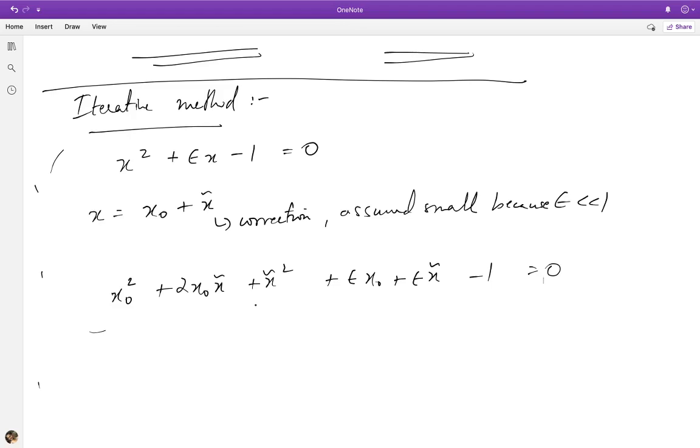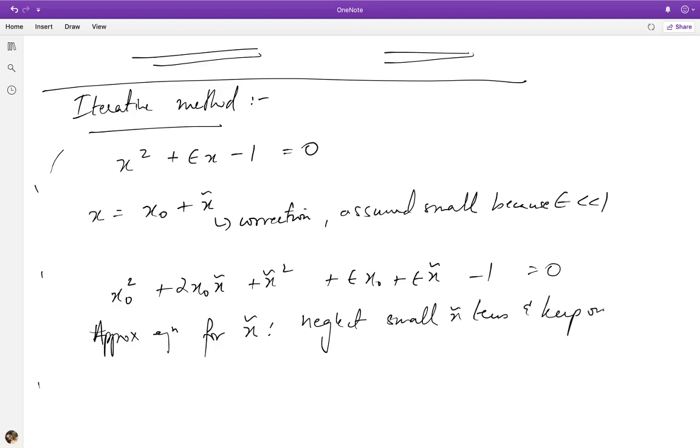So therefore, for this method to be useful, you have to make an approximation here to get an approximate equation for x tilde. We don't want to determine the correction to x0 exactly in the first step. Rather, we want some approximate equation that can allow us to calculate x tilde and improve our accuracy iteratively. So to do that, we neglect small x tilde terms and keep only the largest terms.